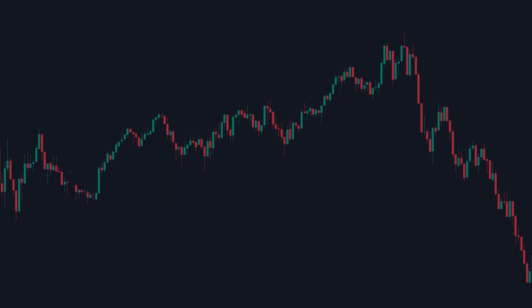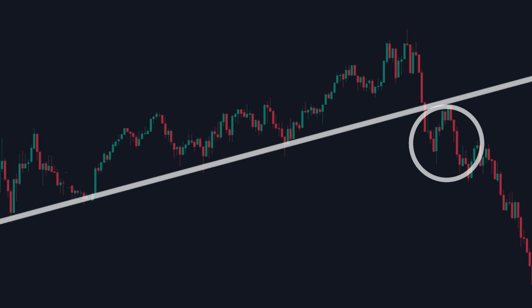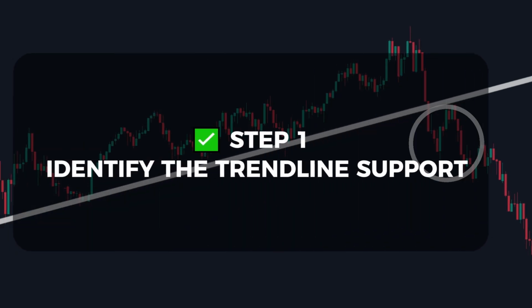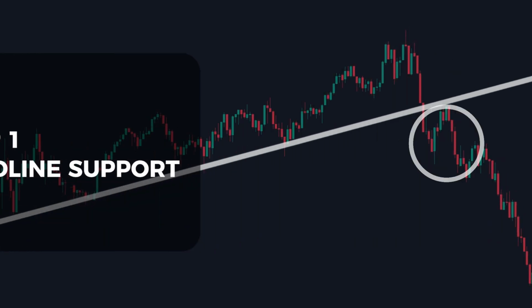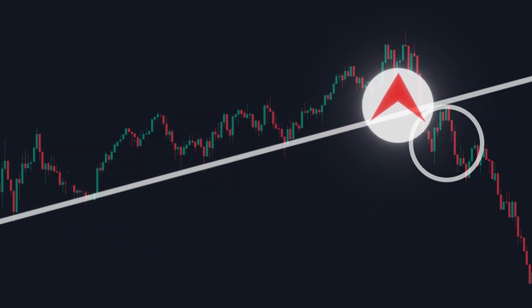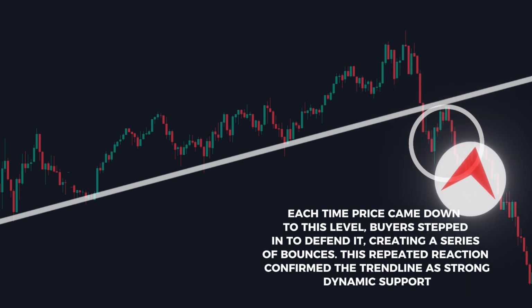In this example, we have a trendline break and retest pattern unfolding clearly on the chart. Let's walk through each step to see exactly how this setup developed. Step 1. Identify the trendline support. Here we can see a clear ascending trendline connecting multiple higher lows. Each time price came down to this level, buyers stepped in to defend it, creating a series of bounces.